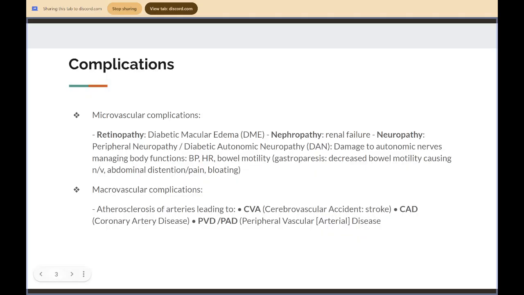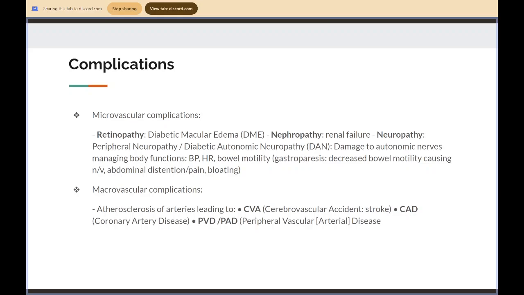So, we'll start out with the complications of diabetes. I was taught by a mentor that anywhere there's a blood vessel, you can see a manifestation of diabetes. And because we have a blood vessel, either small or large, all over our body, you can see complications or disease manifestations. So, microvascular are going to be in the small blood vessels.